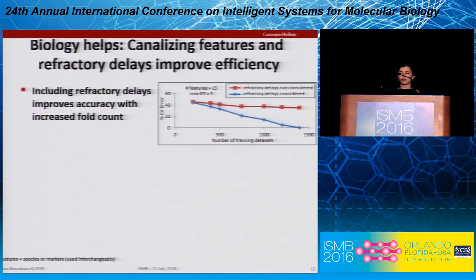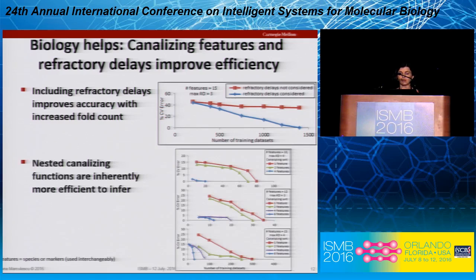The cross-validation error for k-fold cross-validation actually converges faster in case of these refractory delays when they're considered. And intuitively, this makes sense because these trajectories end up in an attractor or steady state much faster. And a similar conclusion can be drawn when you use nested canalizing functions, in which case you have multiple features by which you canalize. So there's multiple triggers that allow you to get to steady state faster.